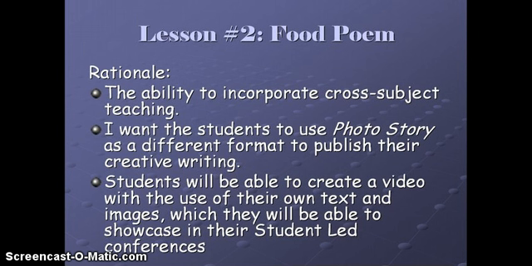Now, for lesson 2, I'm using PhotoStory as a final project for the students' food poem. The rationale for using PhotoStory is the ability to incorporate cross-subject teaching. So I'm able to incorporate language arts, my poetry unit, my nutrition unit, as well as technological skills for this project. I want the students to use PhotoStory as a different format to publish their creative writing.